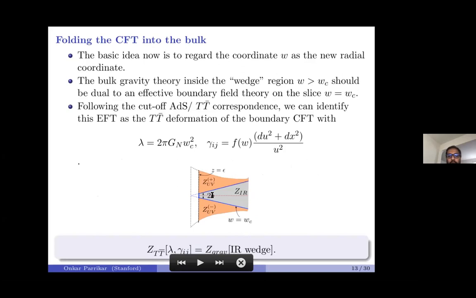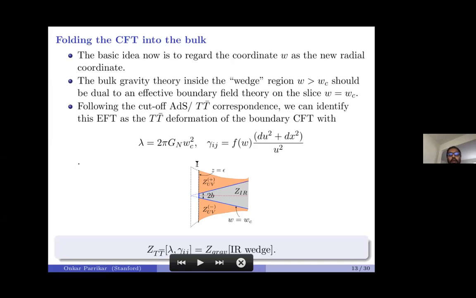So in this gray shaded wedge region, the gravitational theory should be dual to some effective field theory living on the boundary of that region, which is this blue slice. And following the MMV conjecture, it's natural to suppose that this field theory on this blue slice is just a T-Tbar deformation of the boundary field theory with, following the previous discussion, the T-Tbar coupling now related to the value of this cutoff radial coordinate W. Earlier it was this radial coordinate R, but here we are putting a cutoff in this new coordinate W. And so the T-Tbar coupling is related to this value of the W coordinate where we put a cutoff.